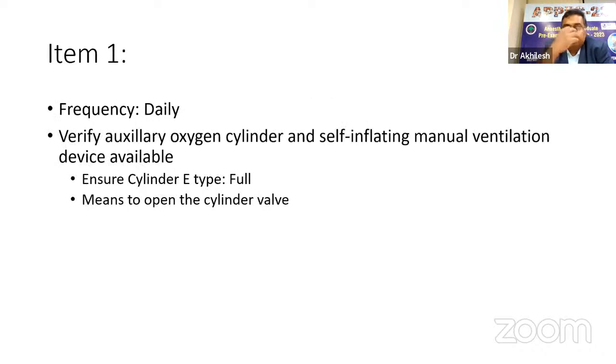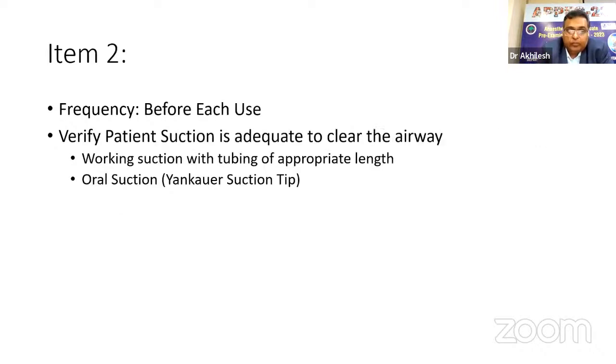Coming on to the machine check, there are guidelines from the American ASA in 2008. There are 14 items. First, it has to be done daily: verify that an auxiliary oxygen cylinder and a self-inflating manual ventilation device are available. Make sure that the Ambu bag is there and working. This is the first thing you should know. Whenever you enter the OT, you should look at the Ambu bag. Yes, the Ambu bag is there, and ensure the E-type cylinder is full.